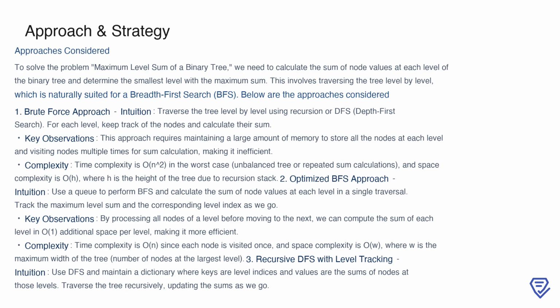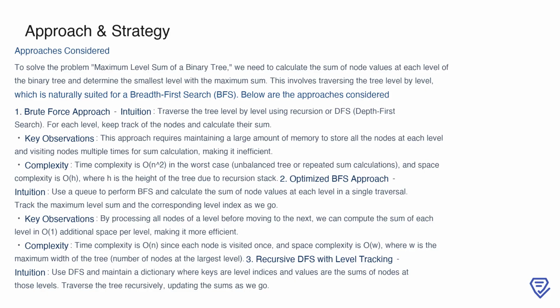First, there's the brute force approach, which involves traversing the tree level by level using recursion or depth-first search. For each level, we keep track of the nodes and calculate their sum. However, this method has significant drawbacks, as it requires storing all nodes at each level and involves revisiting nodes multiple times for some calculations. This results in inefficiencies, with a time complexity of O(n^2) in the worst case, and a space complexity of O(h), where h is the height of the tree.